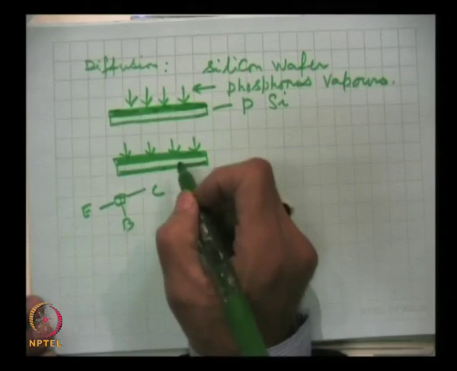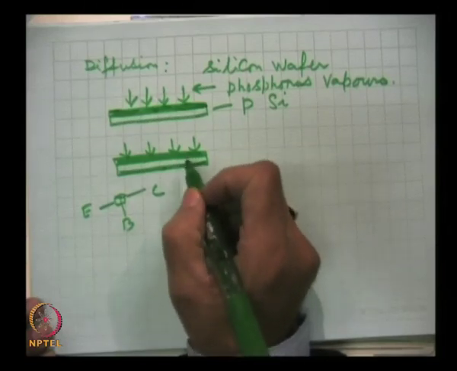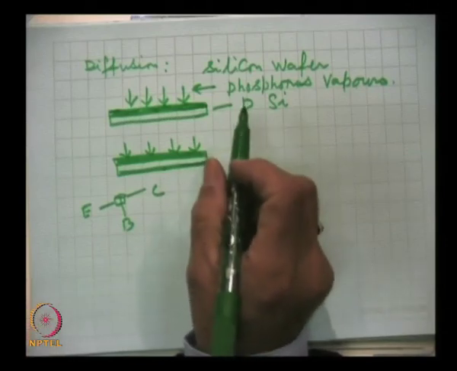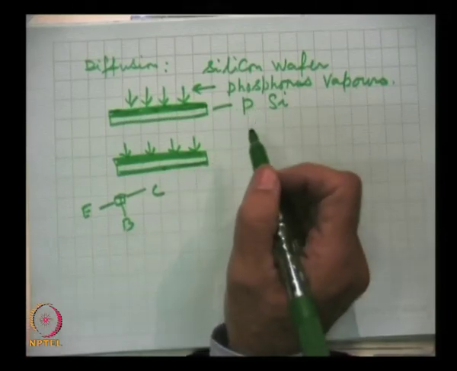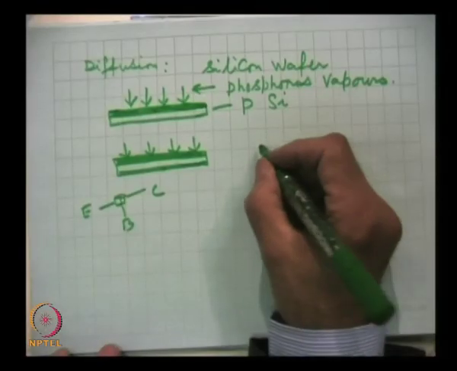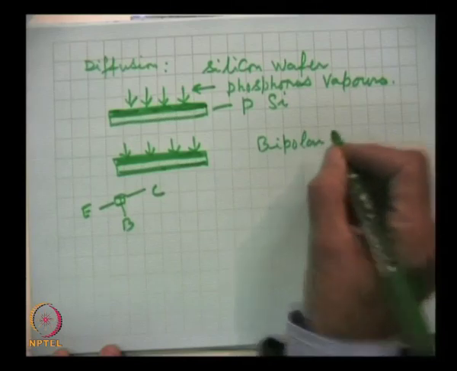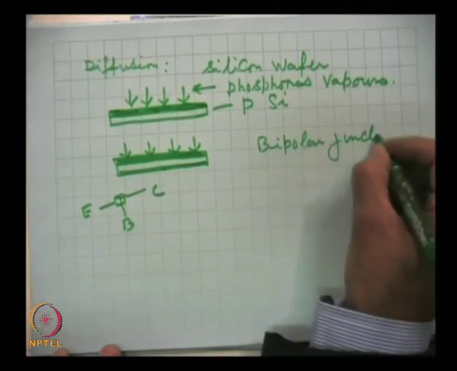This is much more popular nowadays to make devices. So, this is the fabrication of the transistor. Let me make a few more points clear, that this transistor is a bipolar junction transistor.